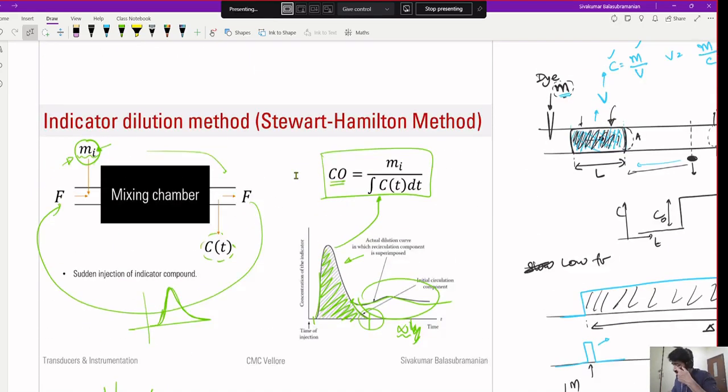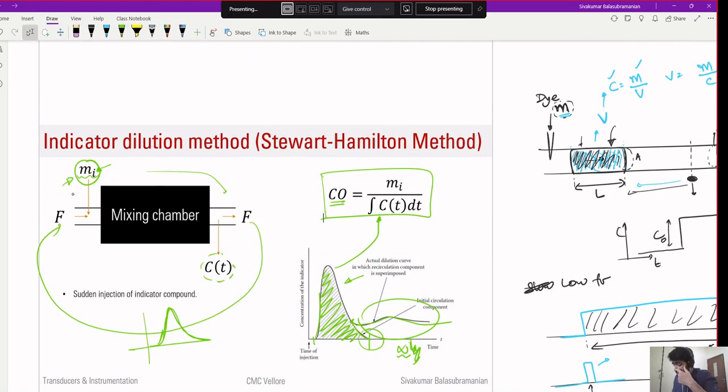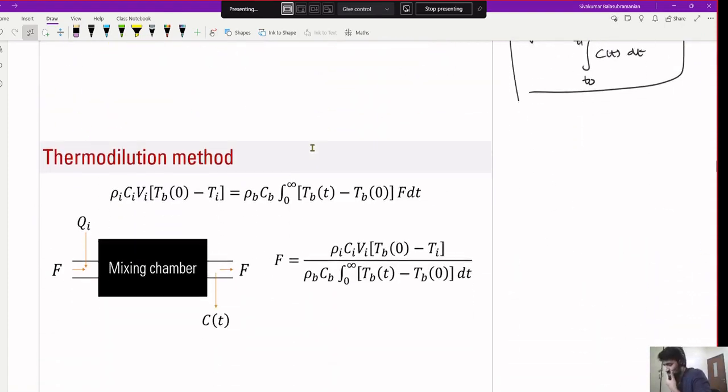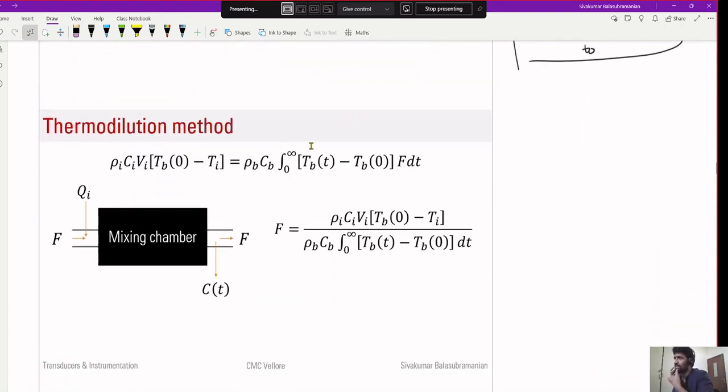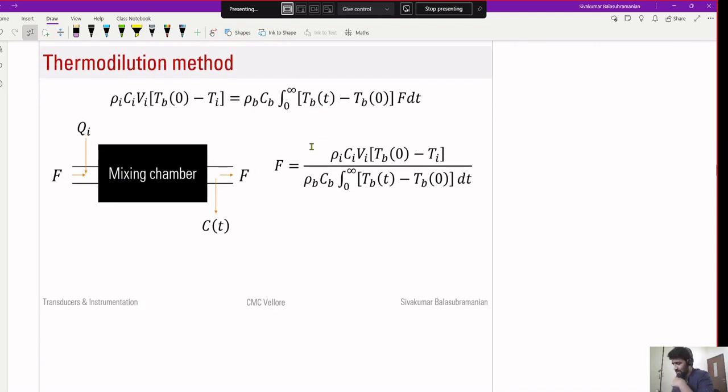See, another method. Here we were relying on the concentration of a particular dye. We can do something similar, but this time instead of looking at the concentration of a particular material, we can look at the concentration of heat. Again, the idea is very similar. You have a chamber through which your fluid is flowing at some rate f. Let's say you're talking about blood, and the temperature of blood is TB, the average temperature of the blood.